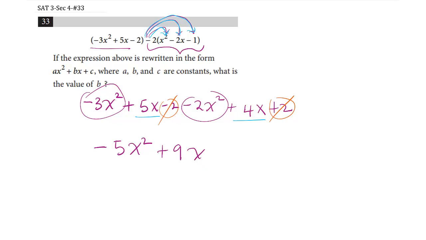The result is this. However, this question was asking us for the value of b. B, as you might notice, comes from the standard form of a quadratic equation. It is the term that is attached to the x value. So in our case, our b value is 9. Therefore, you would write 9 into the grid-in sheet and make sure you shade the appropriate circles.